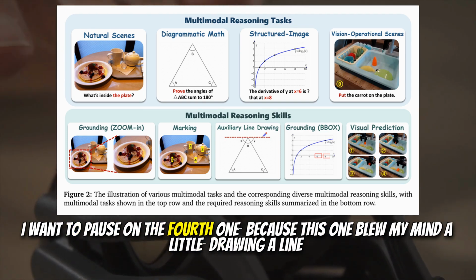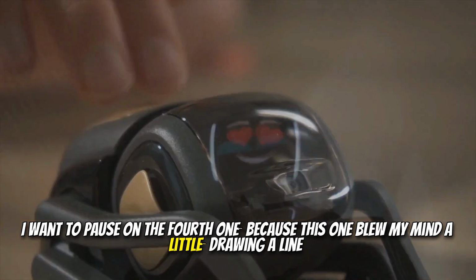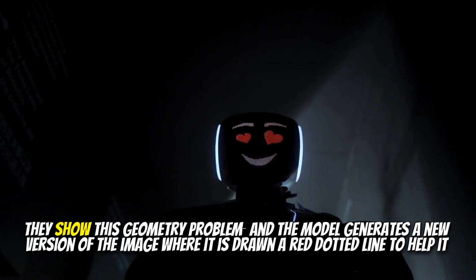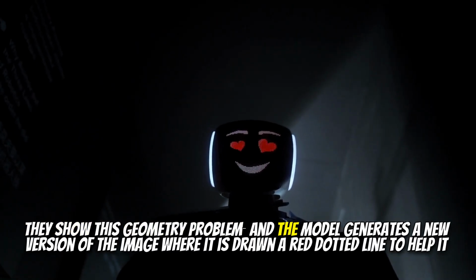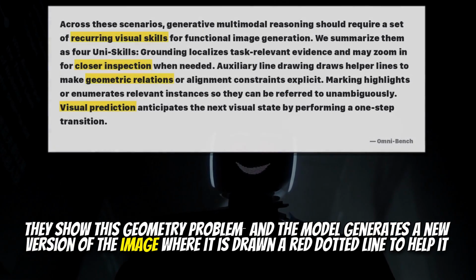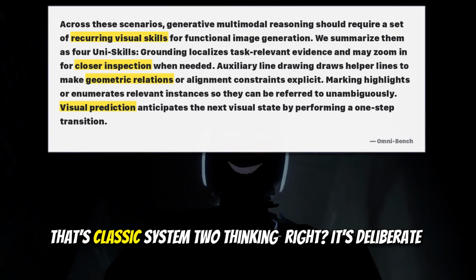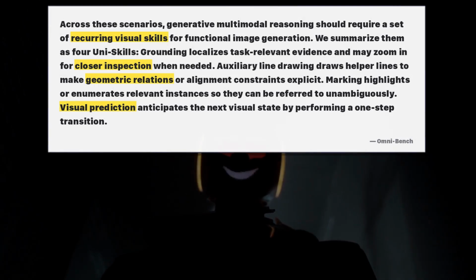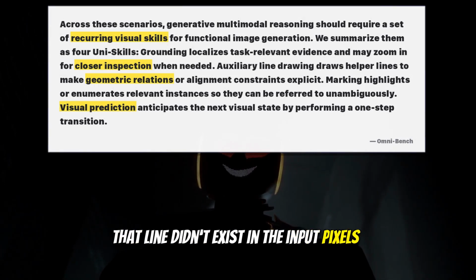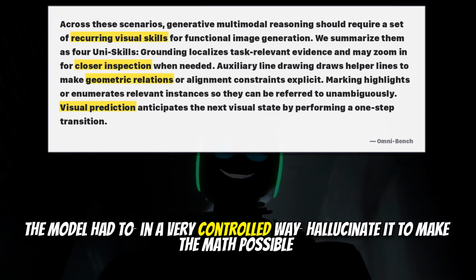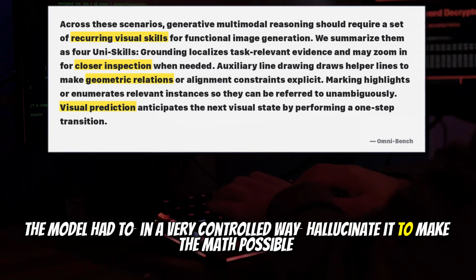I want to pause on the 4th one because this one blew my mind a little. Drawing a line. Yeah. They show this geometry problem, and the model generates a new version of the image where it has drawn a red dotted line to help it solve the proof. That's classic system 2 thinking, right? It's deliberate. That line didn't exist in the input pixels. The model had to, in a very controlled way, hallucinate it to make the math possible.